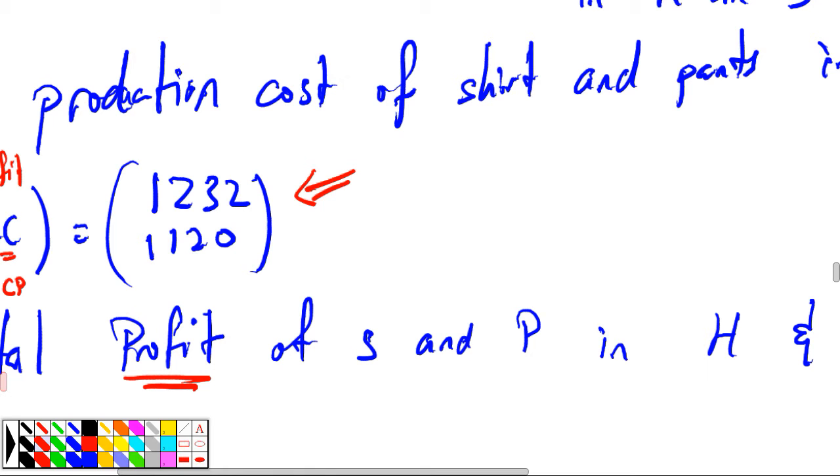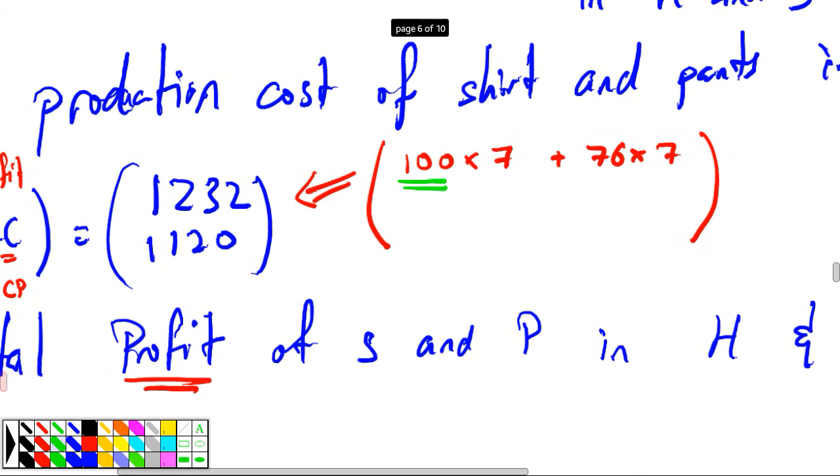Joey, wait, I write down. Okay, see, you have 100 times 7 plus 76 times 7. Let's just focus on one. Now, you need to answer me. What is 100? The shirt. What is 7? How do I get 7? 7 is because 12 minus 5, right?